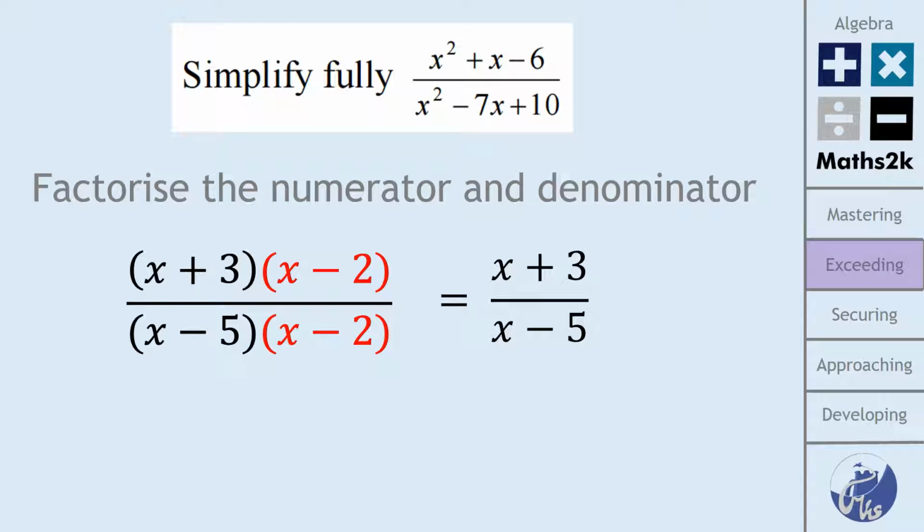And this is the general process you would want to go through. Factorize first where you can, and then look to cancel out what remains. Now, not every question looks the same, and so whilst this is one type, there are other types. So the next one I'm going to look at is slightly more difficult.